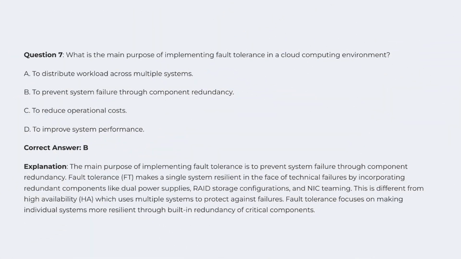Correct answer, B. Explanation. The main purpose of implementing fault tolerance is to prevent system failure through component redundancy. Fault tolerance, FT, makes a single system resilient in the face of technical failures by incorporating redundant components like dual power supplies, RAID storage configurations, and NIC teaming. This is different from high availability, HA, which uses multiple systems to protect against failures. Fault tolerance focuses on making individual systems more resilient through built-in redundancy of critical components.